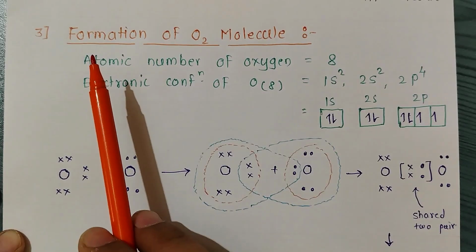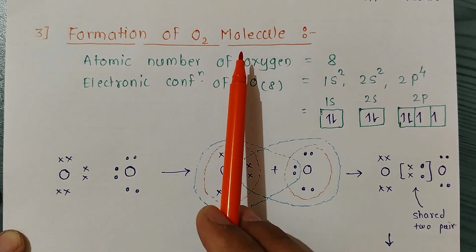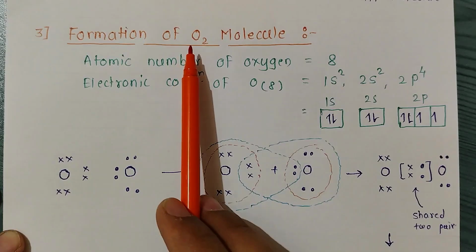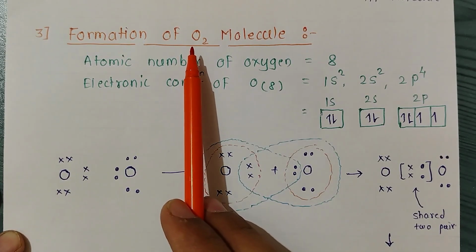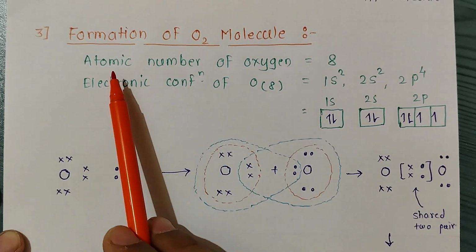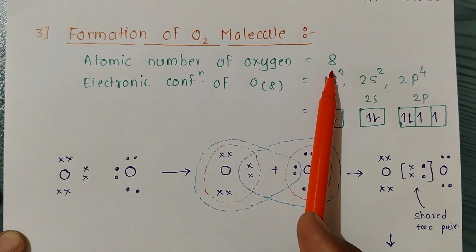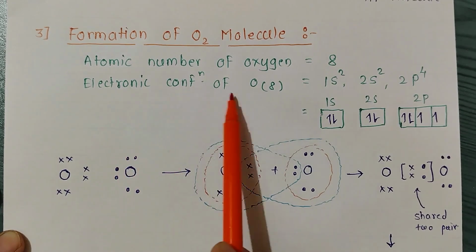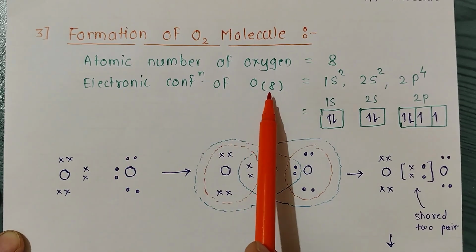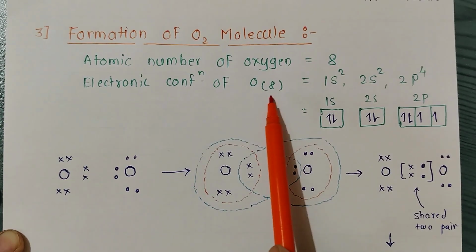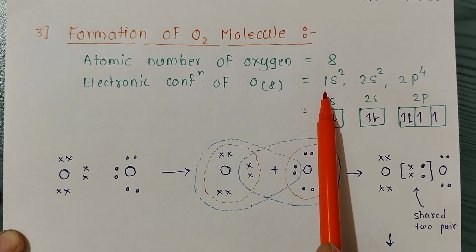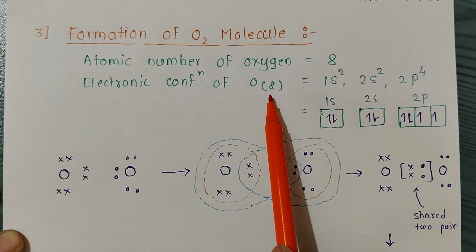Now we see another example, that is the formation of the O2 molecule. So how is the O2 molecule formed? The O2 molecule is formed when two oxygen atoms combine with each other. To understand this, we must know the atomic number of oxygen. The atomic number of oxygen is 8. Now we write the electronic configuration of oxygen having atomic number 8. Here the atomic number of oxygen is 8, meaning the number of electrons present in oxygen is also 8.